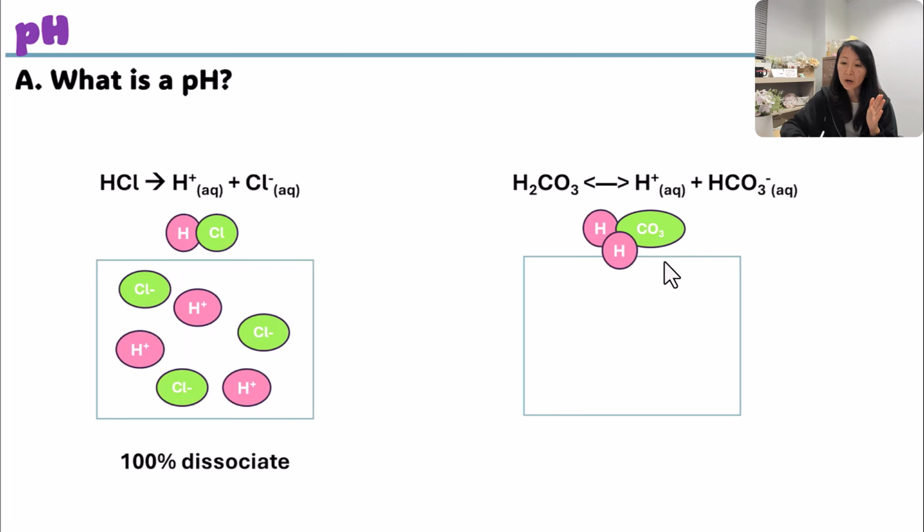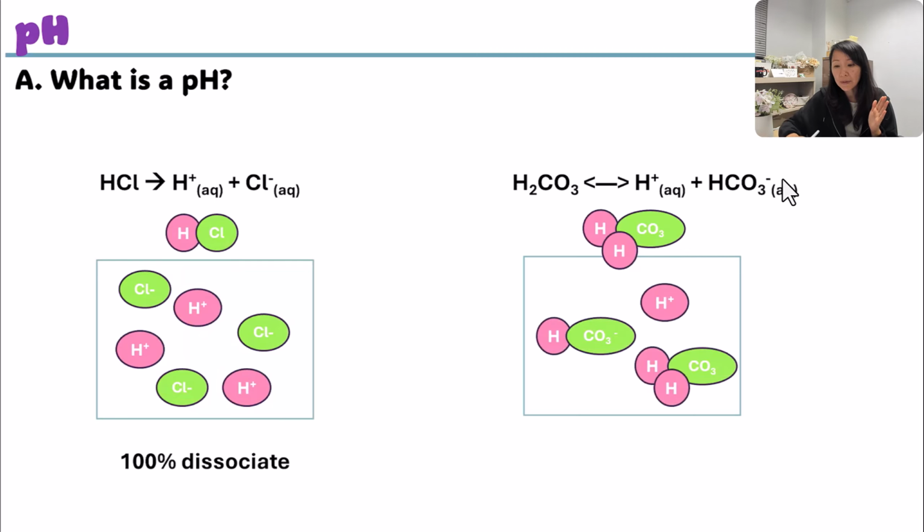On the right side of the image, you see the carbonic acid. When that's submerged in water, you see some stay intact, but some do get split off. So you see the hydrogen here and you see the HCO3 minus here. So some split, some do not. In fact, sometimes they rejoin together. So I can say here that 100% do not dissociate.